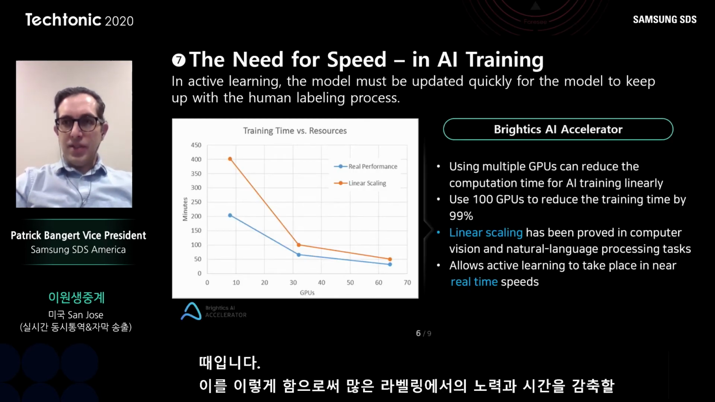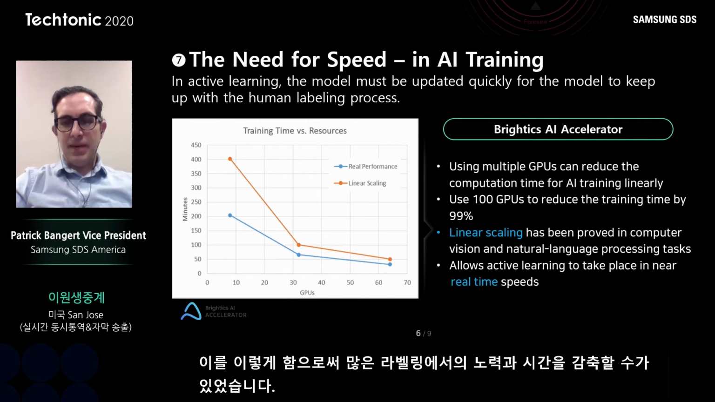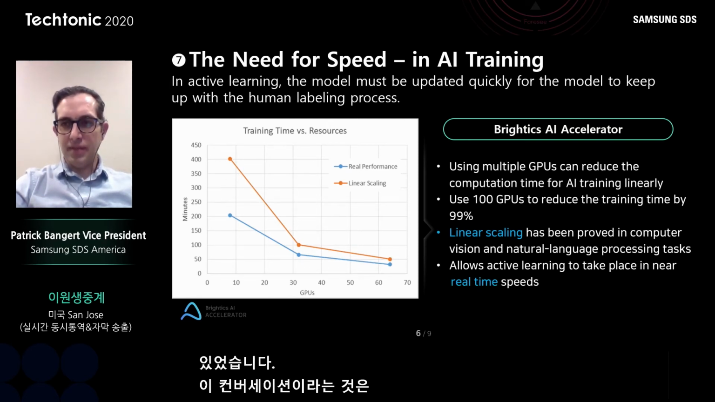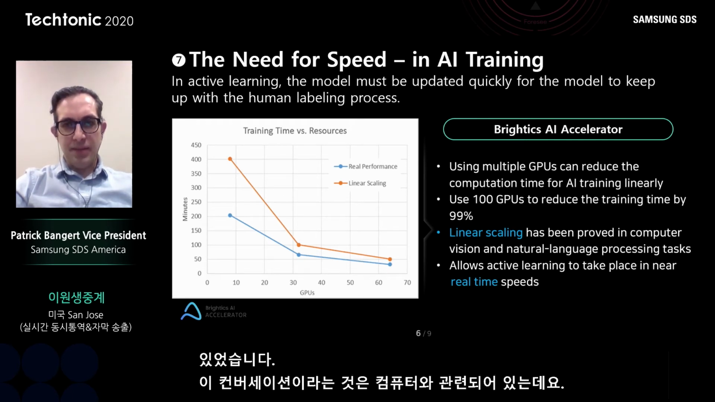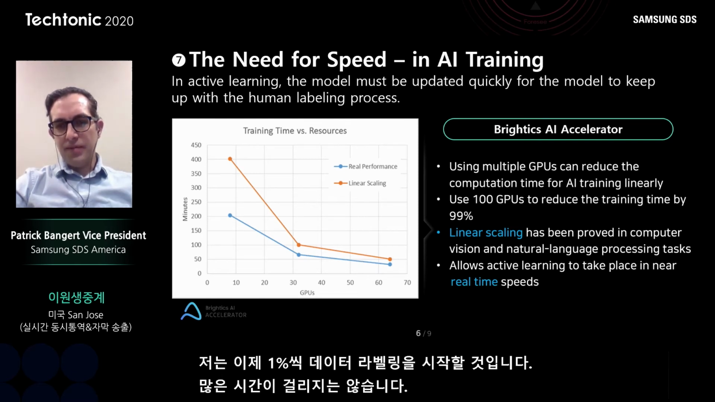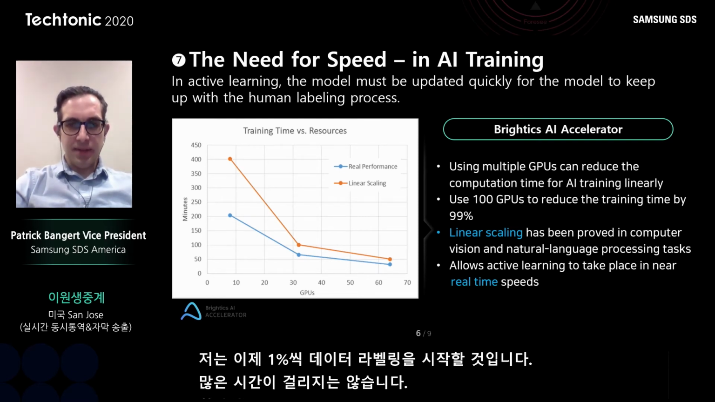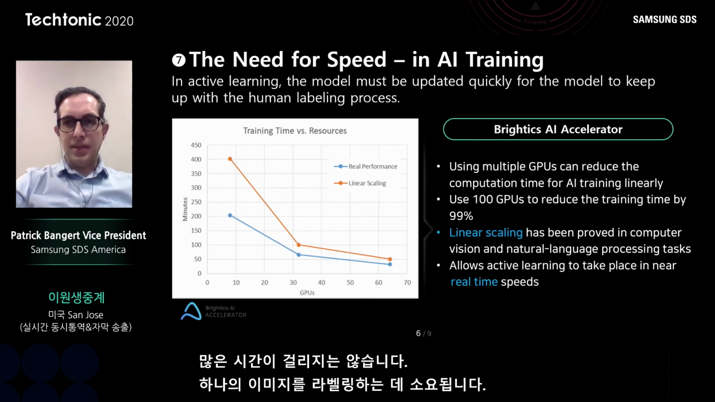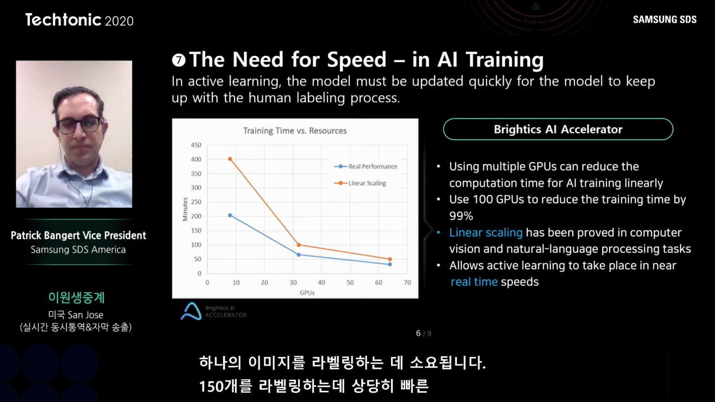Now, this conversation has to be backed up by computational means. You'll recall that I have 15,000 images, and I label them in 1% increments, so every increment is 150 images. It doesn't take very long to label one image, perhaps about 30 seconds. So 150 images can be labeled relatively quickly. They can be labeled in an hour or so.